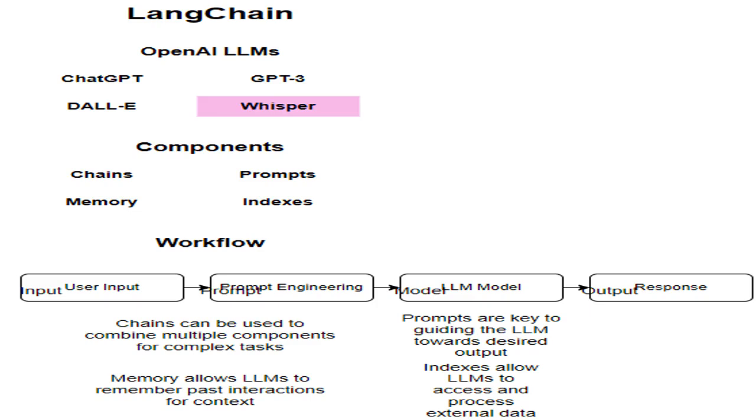Memory allows LLMs to remember past interactions, maintaining context and providing more coherent responses over time. Indexes provide LLMs access to external data sources, letting them process information beyond their initial training data. User interaction. The process starts with user input. Prompt engineering transforms the user's input into a well-structured prompt. LLM processing. The LLM receives the prompt and generates a response. Output. The LLM's response is presented to the user.